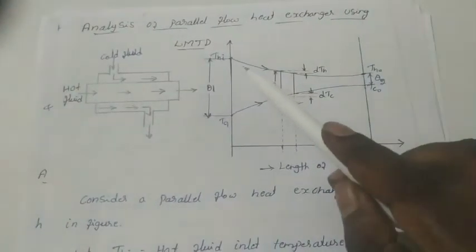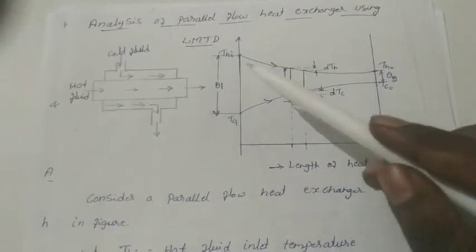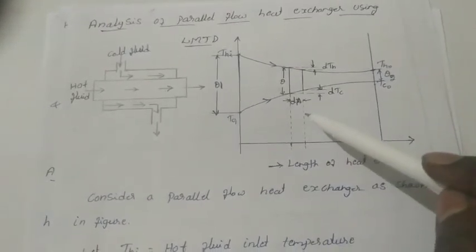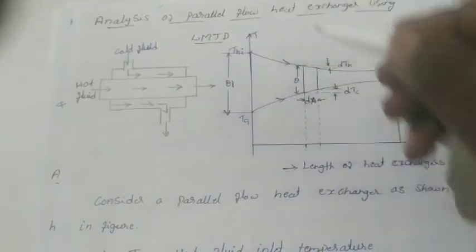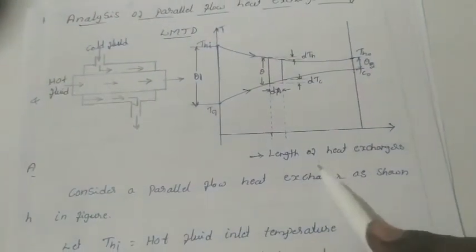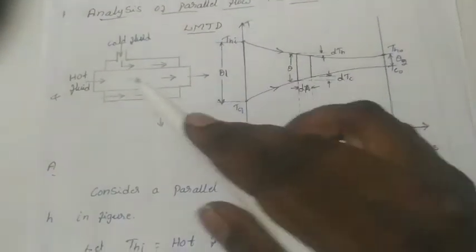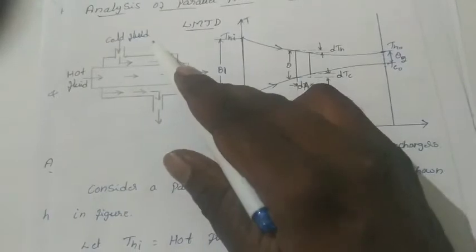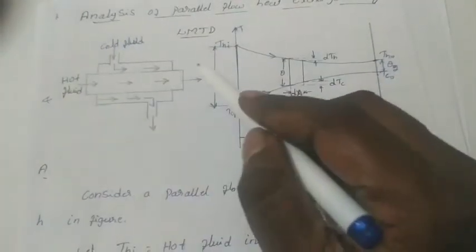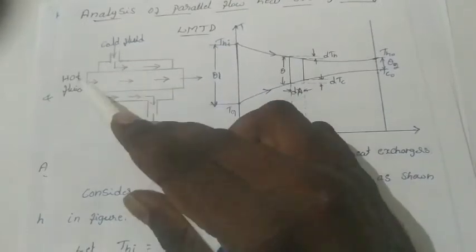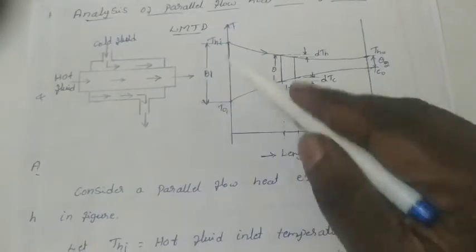Now look at it. This is the temperature and length of the heat exchanger diagram, called the temperature profile diagram. On the y-axis, we take the temperature, and on the x-axis, we take the length of the heat exchanger. Initially, the hot fluid has a higher temperature and the cold fluid has a lower temperature. Hence the temperature difference, delta T, at the starting point should be more.